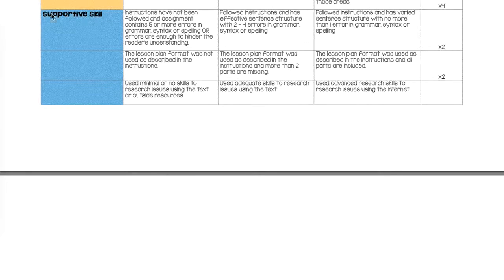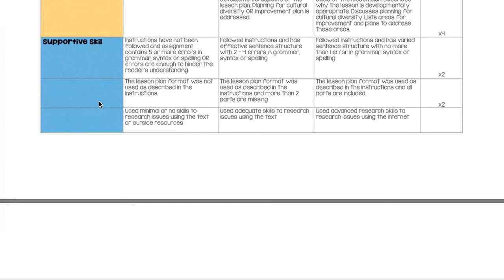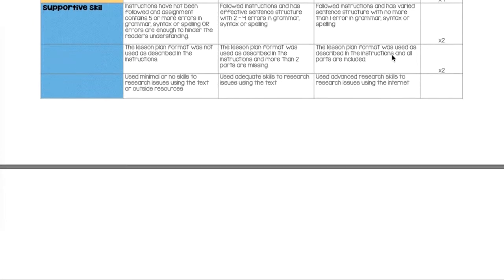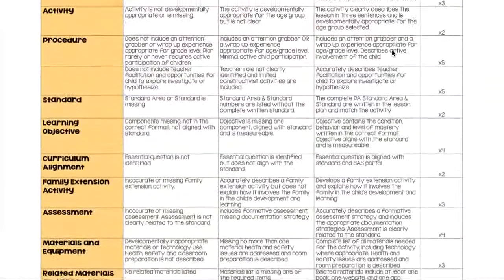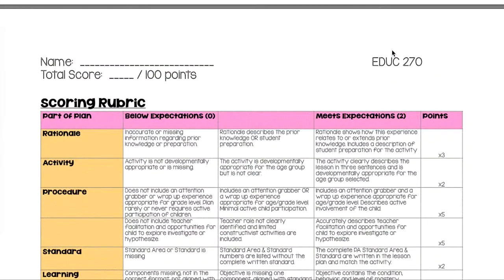There is a section on the rubric for supportive skills that just is looking at the lesson plan, that you followed the directions, that you researched finding good quality activities, and that you have done your proofreading. And this is worth 100 points. So if you have any questions, let me know.